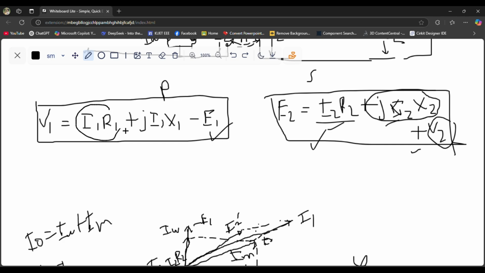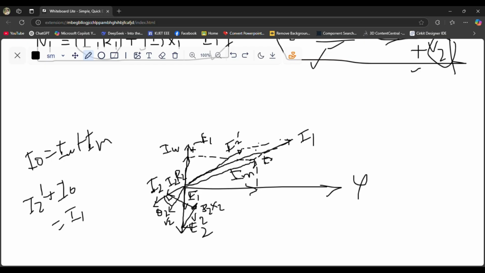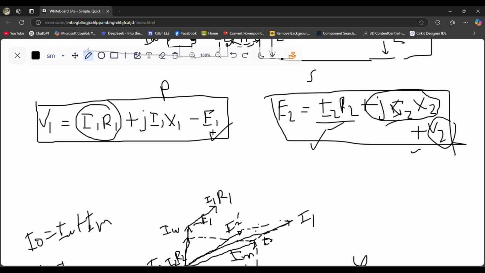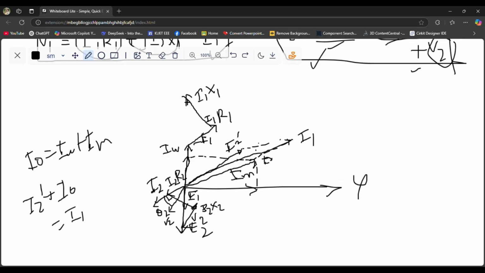I have to get this component, so this component will be in phase with the I1. So this should be something like this: I1 R1. Then I have to do this one, and this component will lead this I1 by 90 degree angle. So it is doing so. This I1 X1 is leading this I1 component by 90 degree. And then if I add this negative E1 and this resistive component and also the reactive component, then I will have V1 like this.